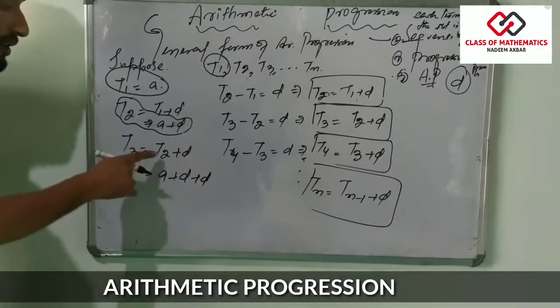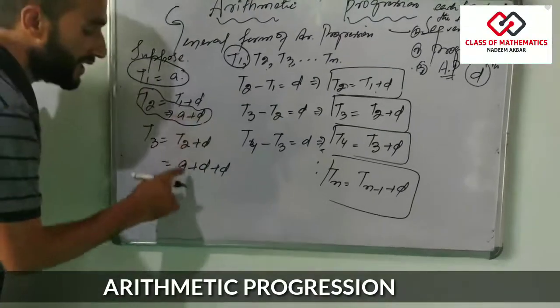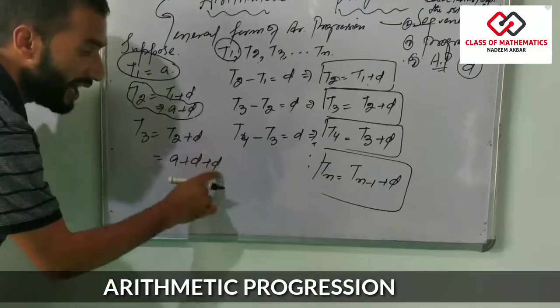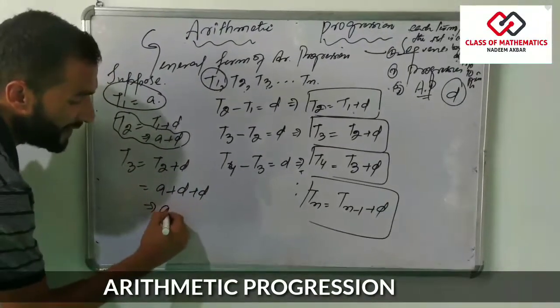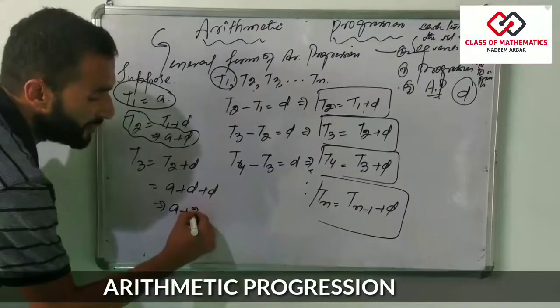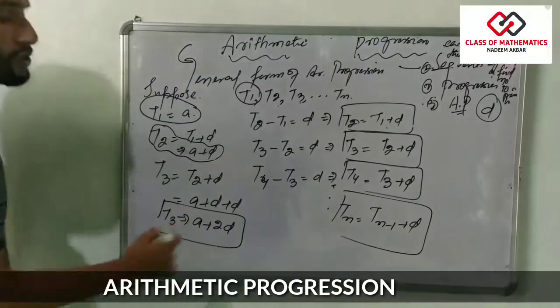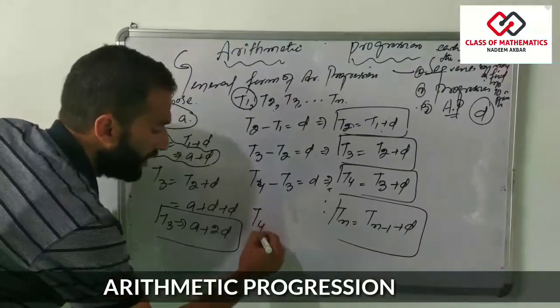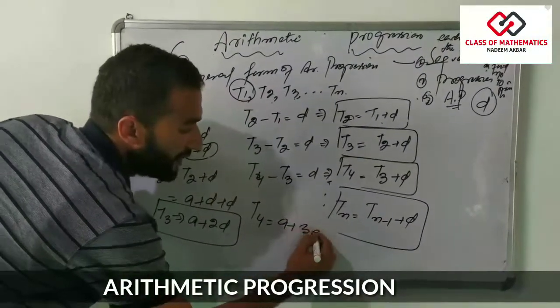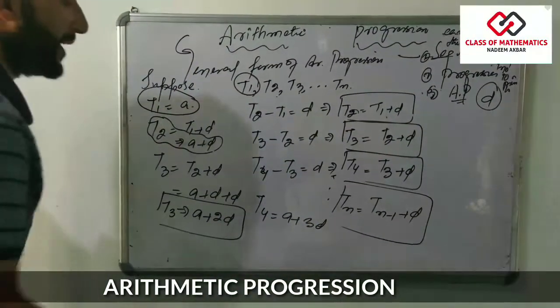अगर आप यहां पे देखोगे T2 का वैल्यू अभी मैंने निकाला. That's A plus D. So it will be A plus D. तो ये यहां पे D आया. So which implies it will be A plus 1D plus 1D. That will be 2D. So T3 will be equal to A plus 2D. Similarly, T4 will be equal to A plus 3D.